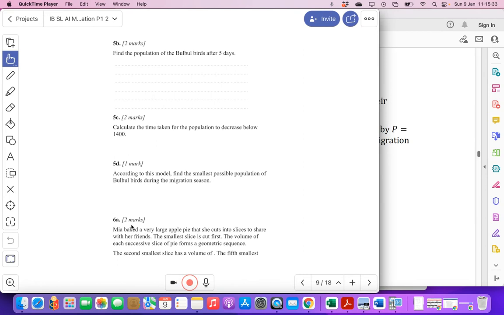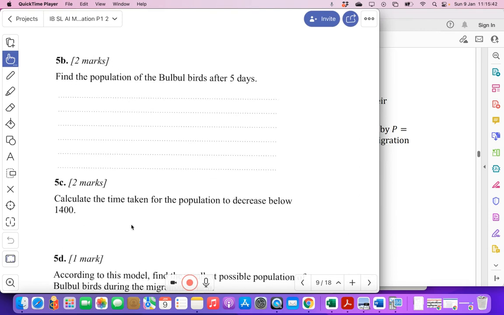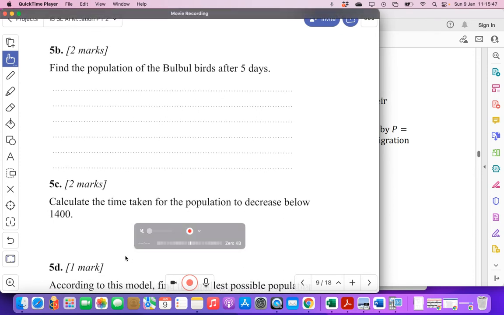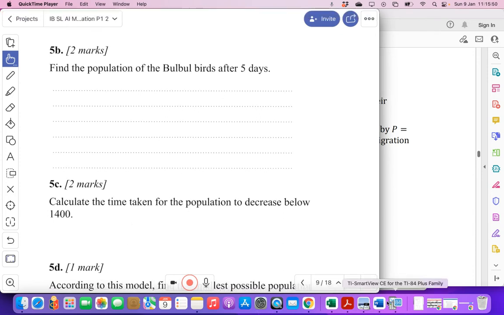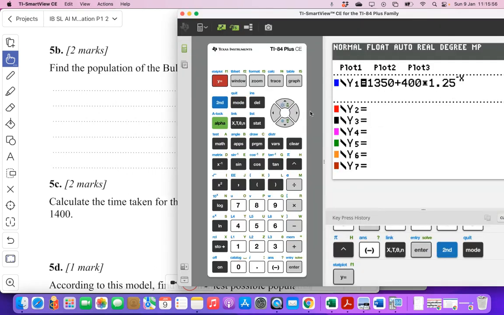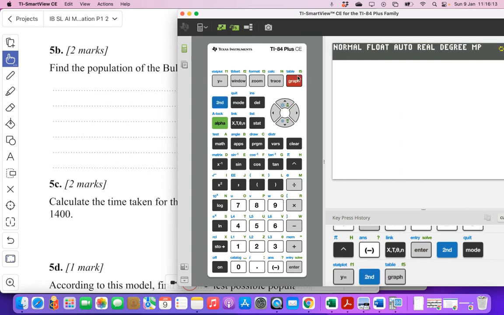Okay, find the population after 5 days. Okay, so again, I'm going to be looking at what's happening to this population, and I'm going to use my TI-84 for the model. I'm going to put it in y here, and you can see I put in the equation for the function. And again, make sure that you use the negative sign on the x here, and that I use the x from here. And I can look at the table and get some values off of that.